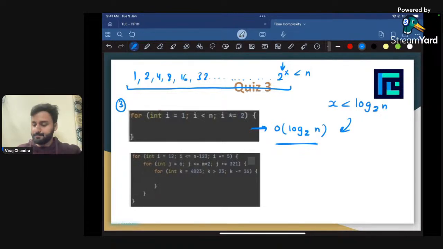Okay. Example number 4. So this is running from 12 to n minus 123, very typical values. Then inside it's running from 6 to n into 2. And then this is running from 4023 to 23.